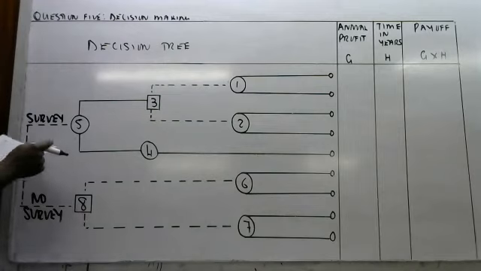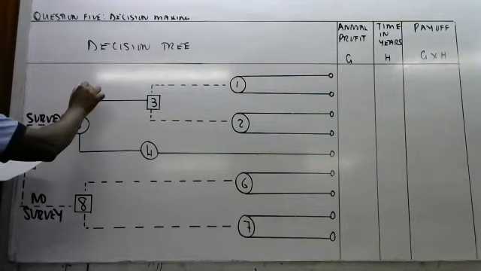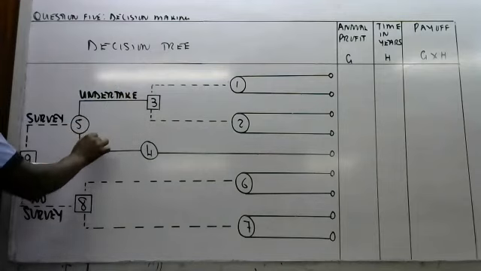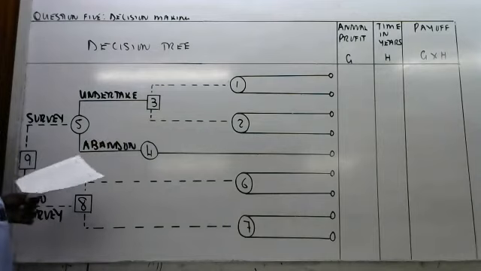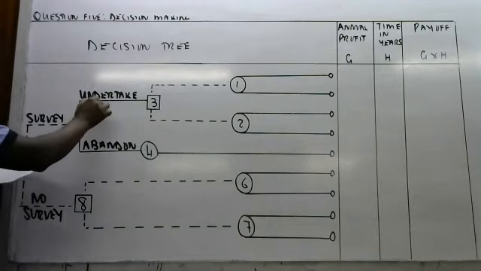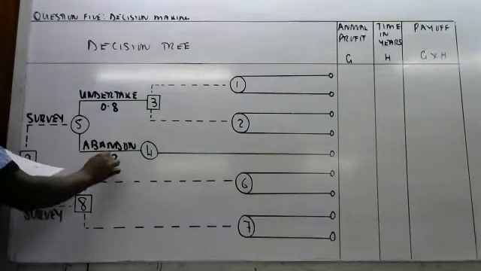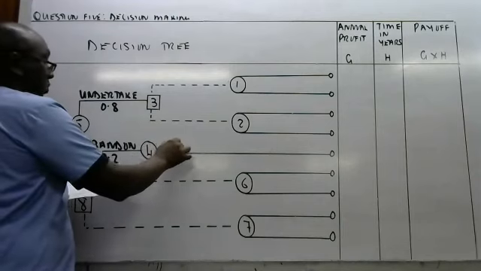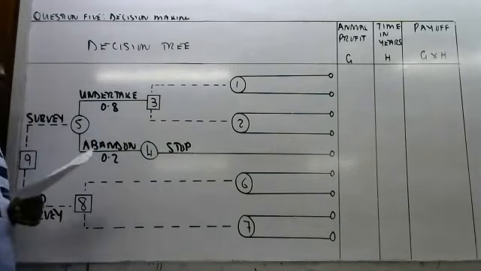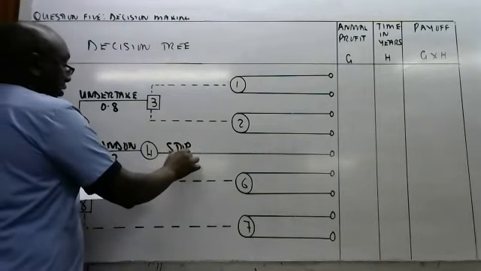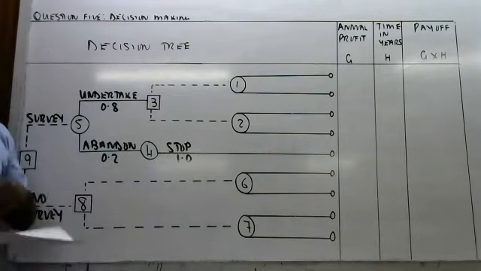When you do the survey, we are told the outcomes will be that you are advised either to undertake or to abandon. The probability that you'll be told to undertake is 0.8, to abandon is 0.2. Obviously, when you abandon, everything comes to an end, and therefore the probability of stopping there is 1, because there is just one outcome.